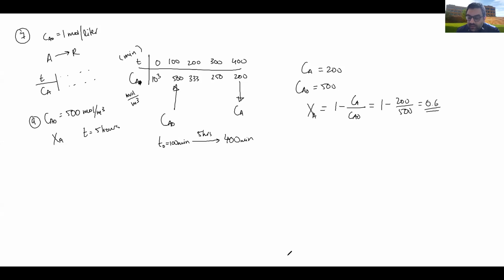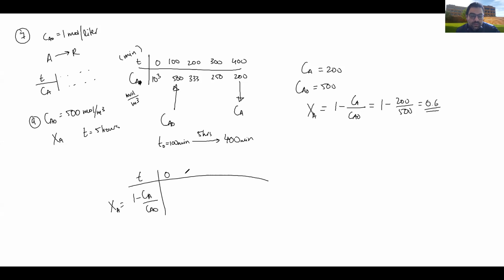Okay, so to find the rate of the reaction, let's convert this data from T versus C to T versus X, right? So let me convert it. I have T, and I'm going to use X. I'm going to write XA is equal to 1 minus CA divided by CA naught, and I'm going to convert this data.